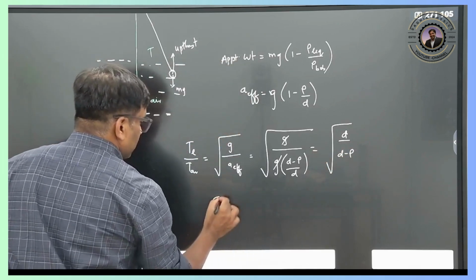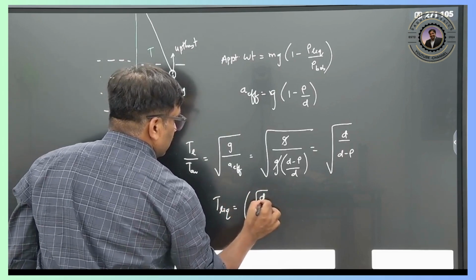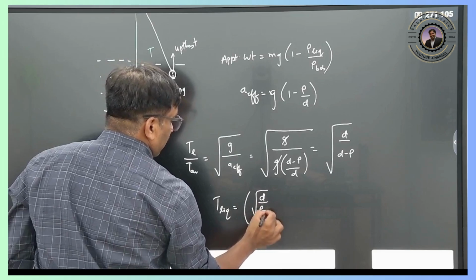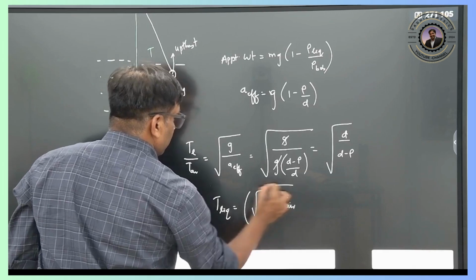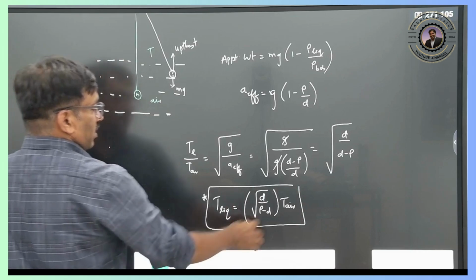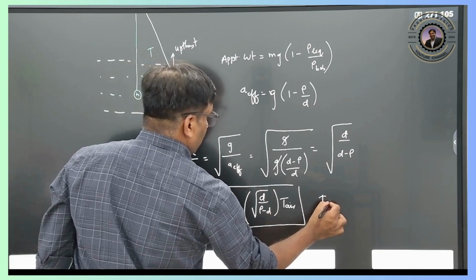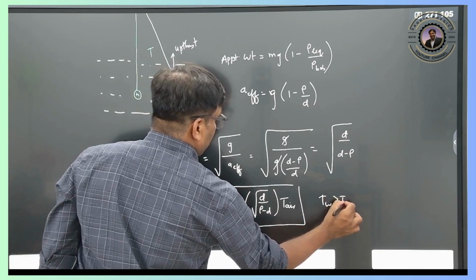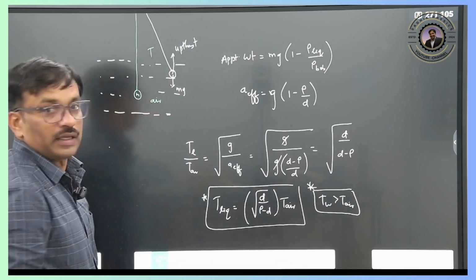So the time period inside the liquid is the root of the density of the bob by (the density of the bob minus the density of the liquid) times the time period in the air. So what will happen here? Because the denominator is decreased, this value is larger, so the time period in water or liquid will be greater than the time period in the air. In this way, the time period will increase.